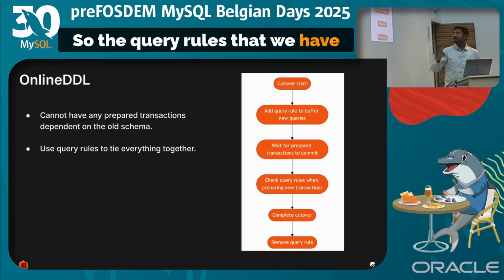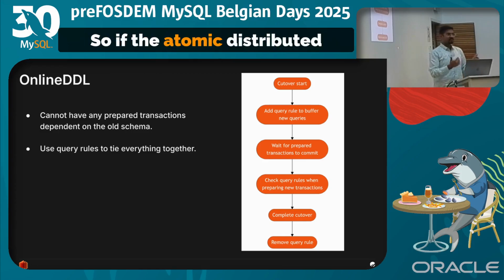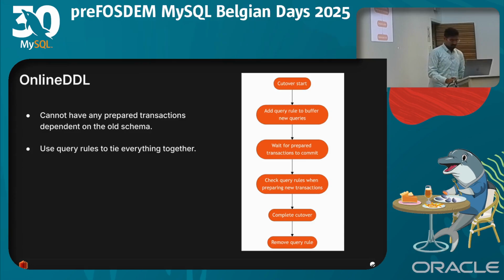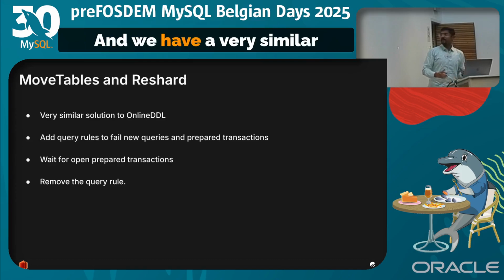So the query rules that we have are based on each table. So if the atomic distributed transaction is not touching that table, they're independent, they continue to go through. And we have a very similar solution.